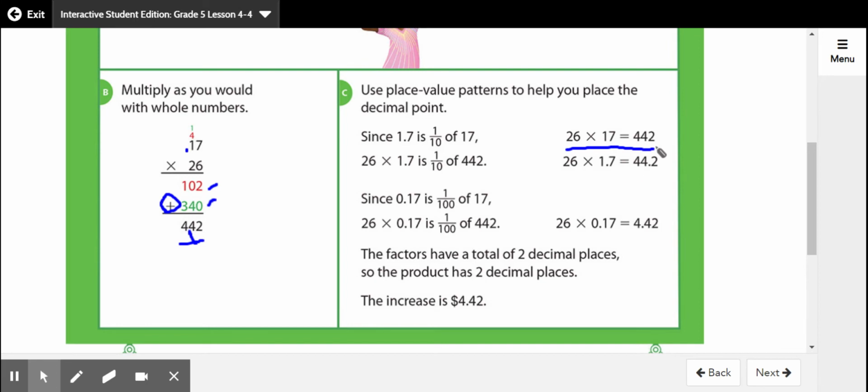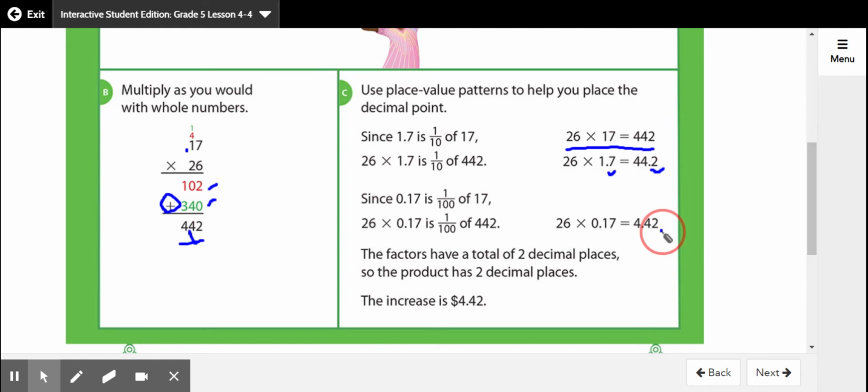So then you would move your decimal over 1 because this was 17 and you moved your decimal over 1. This was 442 and you moved your decimal over 1. So really we had 0.17 or 17 hundredths. So we're actually taking a hundredth of 17. So we're going to have to take a hundredth of 442.